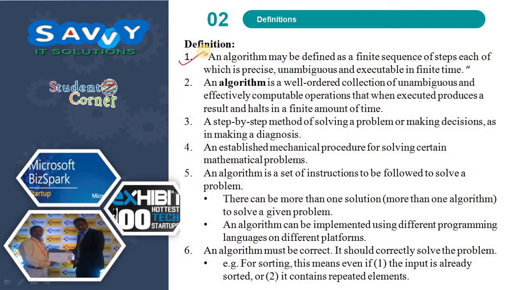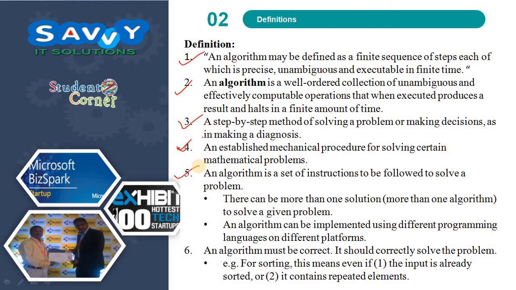An algorithm may be defined as a finite sequence of steps, each of which is precise, unambiguous, and executable in a finite time. The second definition: an algorithm is a well-ordered collection of unambiguous and effectively computable operations that, when executed, produces a result and halts in a finite amount of time. Third, a step-by-step method of solving problems or making decisions, as in making a diagnosis. And the fourth definition: an established mechanical procedure for solving certain mathematical problems.